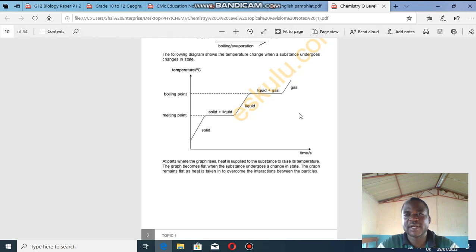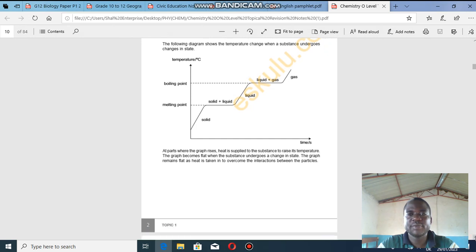So it is as simple as that, for someone who is supposed to get a distinction in science. Others have obtained distinctions from me, so what can stop you from getting a distinction too? It's the same way I'm teaching, and then the next thing is the commitment on your part.